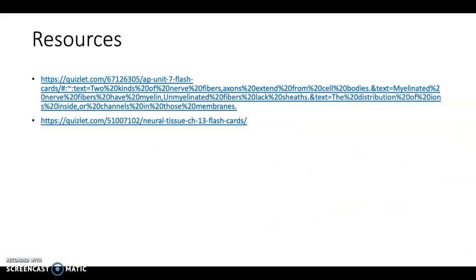So the resources that I used were Quizlet. I used some of the flashcards from the nervous system, and I also used my book, which I forgot to put on here.